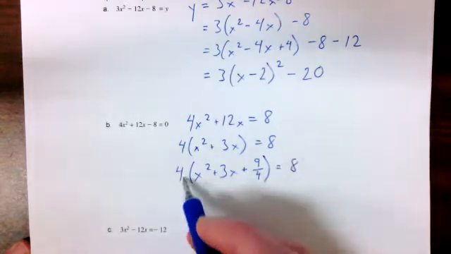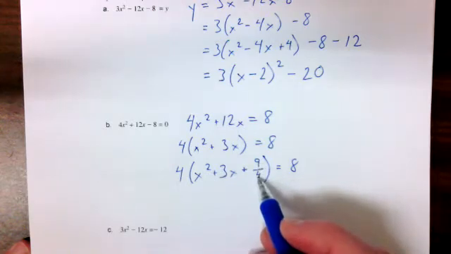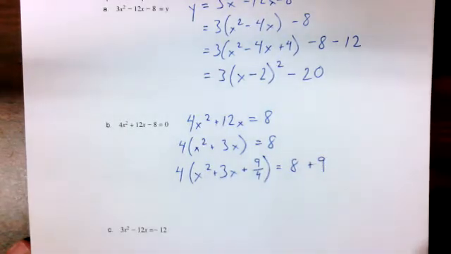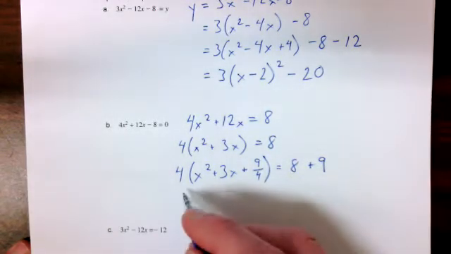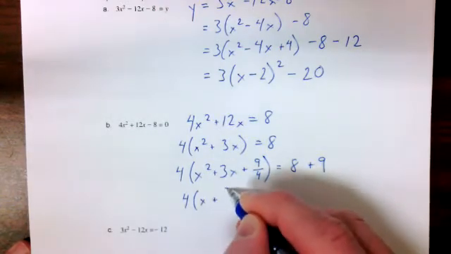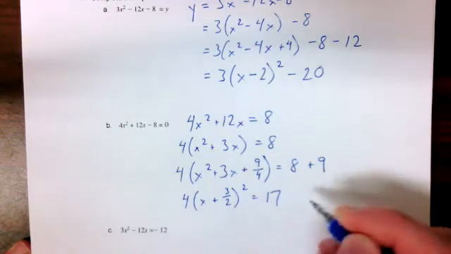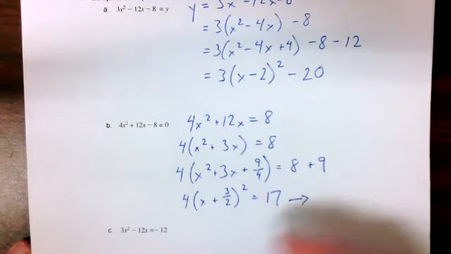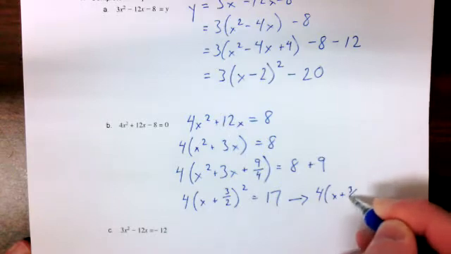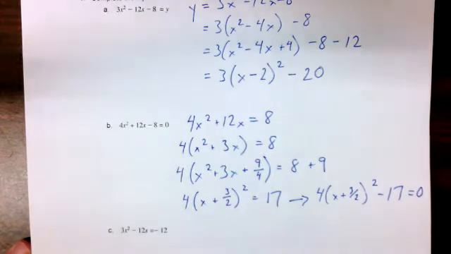So this equals 8. Now what I've done is I've added 9, right? Because 4 times 9 is 36, 36 divided by 4 is 9. I've added 9 on the left, so I have to add 9 on the right. Complete the square. 4 times (x plus the root of this, 3 over 2) squared equals 17. Running out of room. So we just need to bring this back. 4 times (x plus 3 over 2) squared minus 17 equals 0.